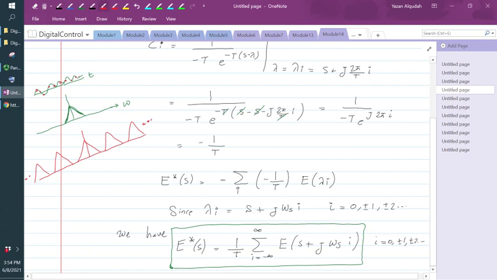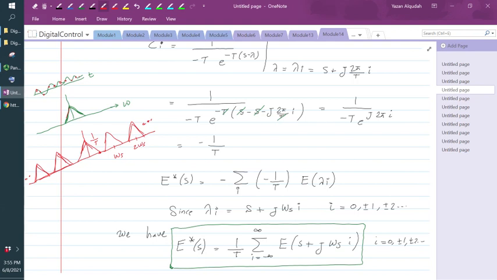When we sample the signal, we're going to get duplicates of this spectrum repeating every omega s. This is at omega s, this is at 2 omega s. And if you remember, we said if omega s is twice the maximum frequency of the signal, then there is not going to be aliasing. If omega s is less than twice the maximum of the signal, then these are going to start overlapping. And of course, this is going to be scaled by 1 over T. And this is, again, coming directly from the sampling theorem.